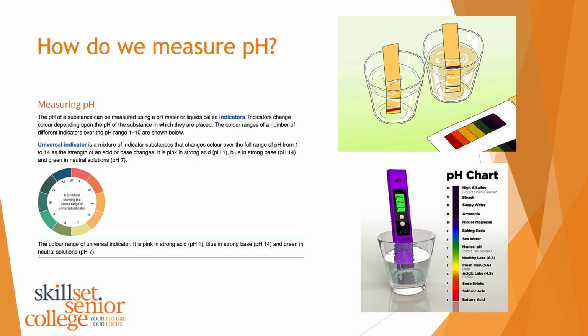So as a farmer, how do they know what pH their soil is? Well, there's a bunch of instruments and technologies that you can use. But the easiest one, the most simple one, is using indicators. So the pH of a substance can be measured using a pH meter, which we have here in the bottom right, or liquids called indicators, which is up here. Indicators change colour depending upon the pH of the substance in which they are placed. The colour ranges of a number of different indicators over the pH range 1 to 10 are shown below.